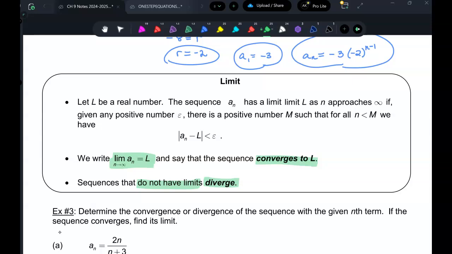Could it be 0? What if it oscillates approaching 0? If it's oscillating approaching a real number, then it converges. As long as it's approaching a real number, it could be 0, it could be 5, it doesn't matter, it's still going to converge, but it can still oscillate along that value.